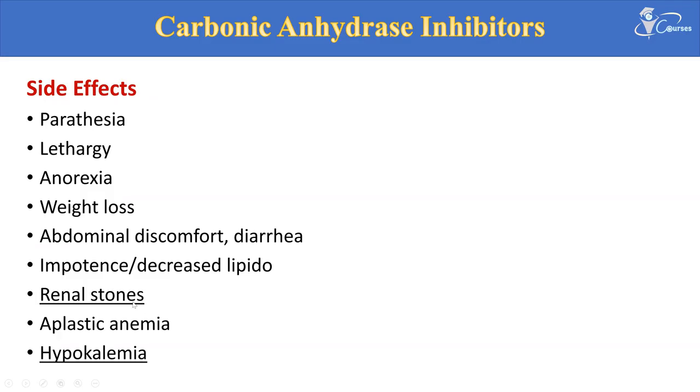This is very common and asked in the exams. Those patients with renal stones shouldn't be prescribed carbonic anhydrase inhibitors. It is a diuretic by the end of the day. Also aplastic anemia and hypokalemia, which will be responsible for the muscle cramps and weakness that the patient is suffering from. That's why the systemic carbonic anhydrase inhibitors shouldn't be given for a longer duration, not for more than 1 month.